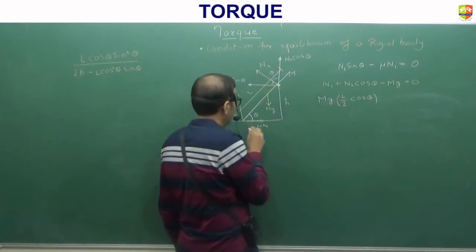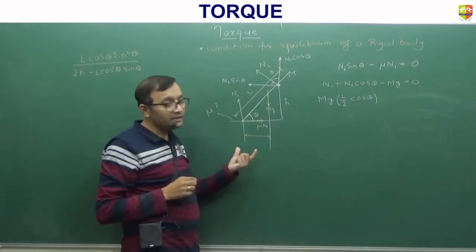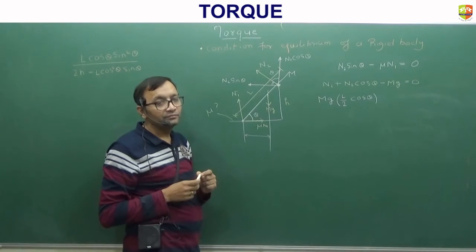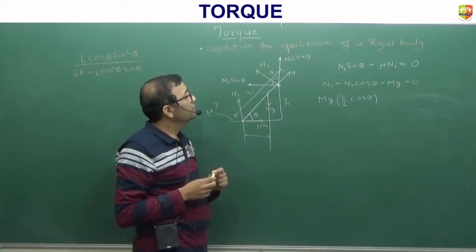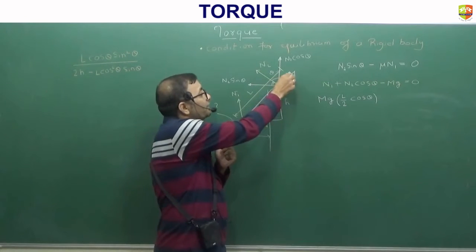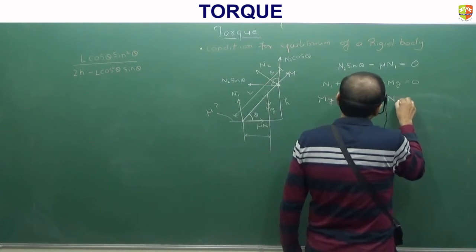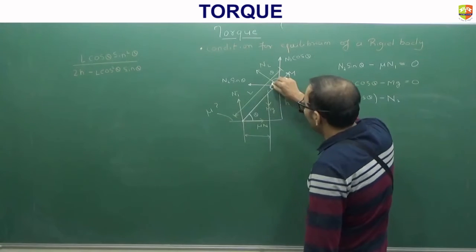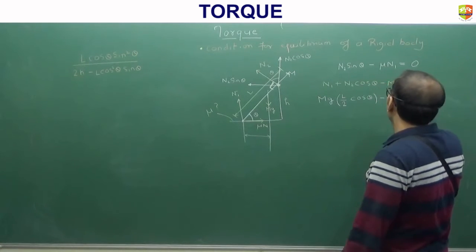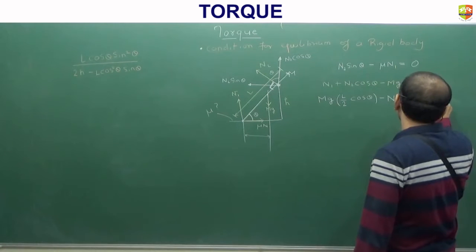About which point will I do it? This is L by 2 cos theta. Torque because of N2 is what? It'll just be N2 into the length. How do you know what this length is? This entire force is perpendicular to the rod, so you don't need to take its component when finding the torque. So N2 into H by sine theta.